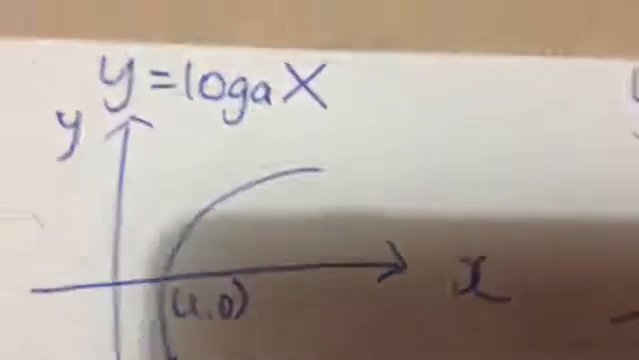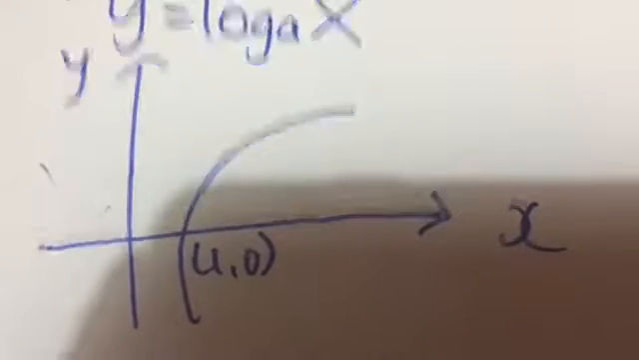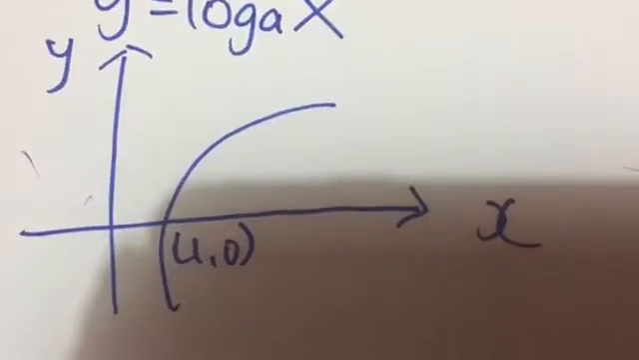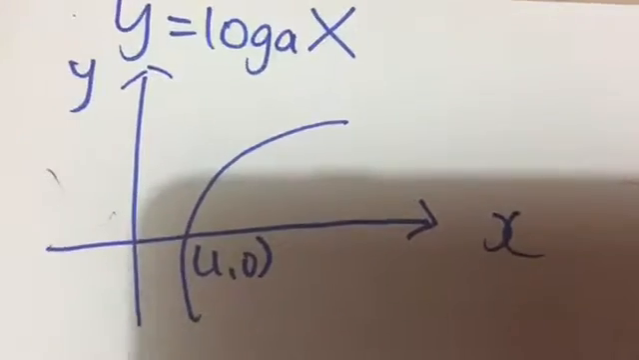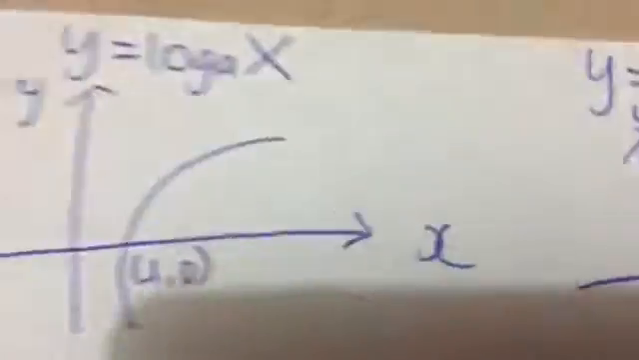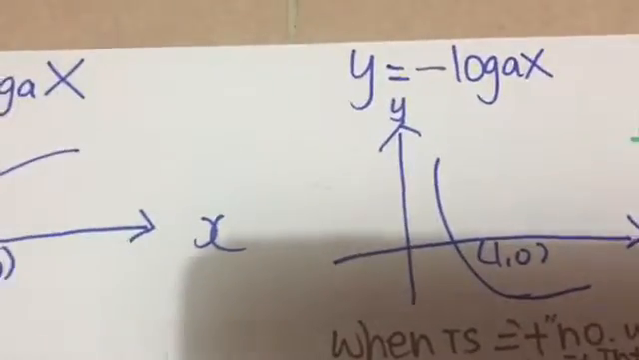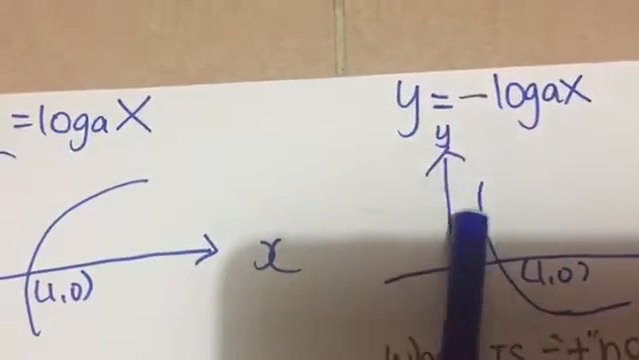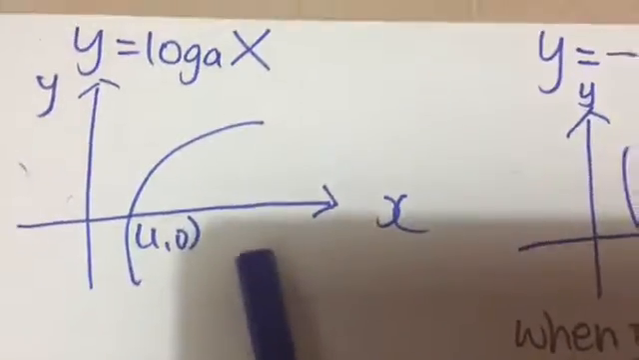So let us look at the first situation. When y equals log to the base of a of x, it is the simplest form of the logarithmic function graph. It is curved like this. But if we add a negative sign, then the graph will flip over. It will be symmetric about the x-axis compared to the previous one.